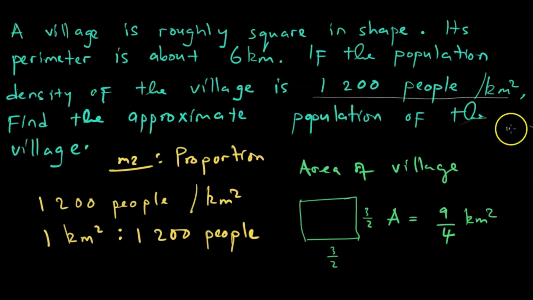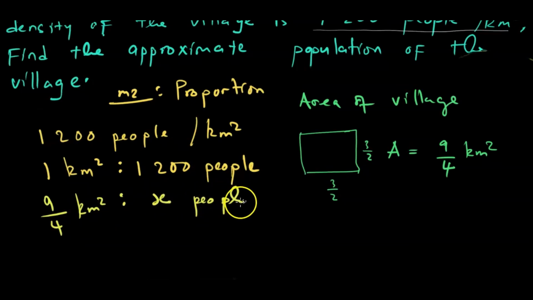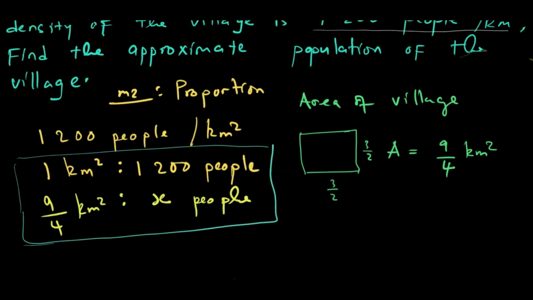Anditi saka kana takudzokera kuproportion yedu tinenge takuti kana 1 square kilometer ine vanhu 1200, ko kana tikatsvaga yechi 9/4 square kilometers ine vanhu vangani, ine x people. Ano aya ndo ma statements of proportion aya atobuda. 1 square kilometer is accommodating 1200 people. What about 9/4 square kilometers, which is the area of the village? It is accommodating how many people?